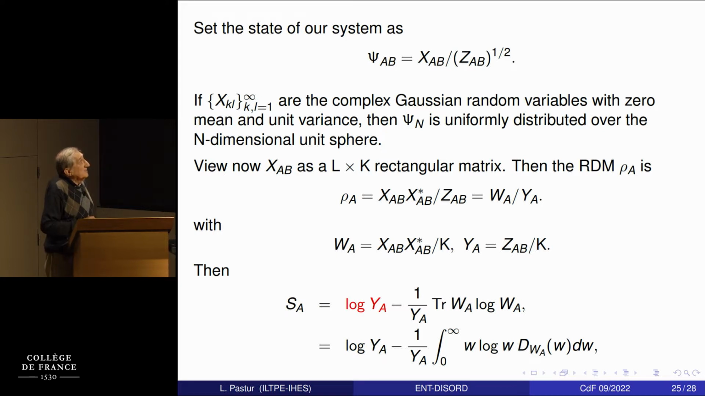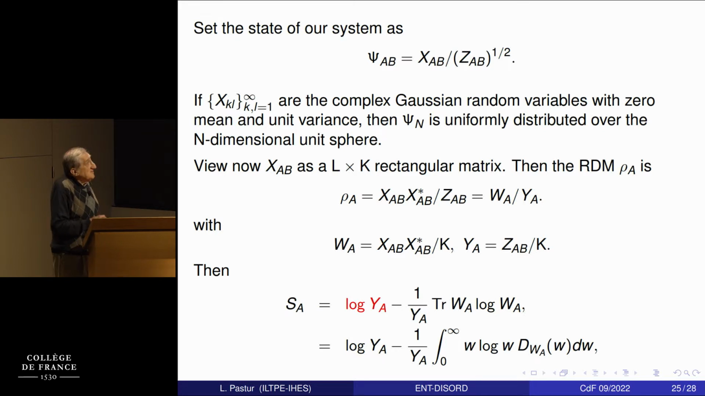Now I would like my reduced density matrix to be like that. So I have that rectangular matrix times its Hermitian conjugate. Now I have to divide for normalization by this sum. And let me denote it a bit differently. So I multiply both the numerator and denominator by K. And I introduce these two quantities. This is a random matrix, L by L, and this is just a scalar random variable.